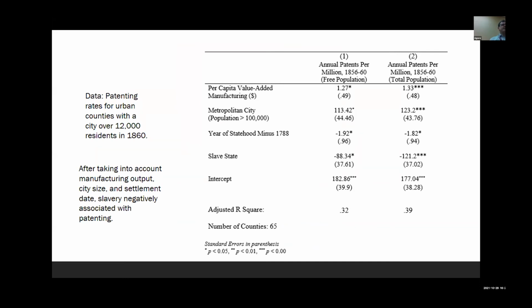And if you do the regression analysis, it comes out as you would expect and shows pretty clearly that slavery is making a big difference in terms of patenting rates in these 65 cities. So obviously, per capita manufacturing is significantly positively associated with patenting, as is city size. Newer cities are obviously going to have fewer patents than more established cities because they have less well-developed infrastructure. But once you hold all those factors, it's pretty clear that slavery is making a pretty big difference. And the question then becomes, why exactly is that the case?